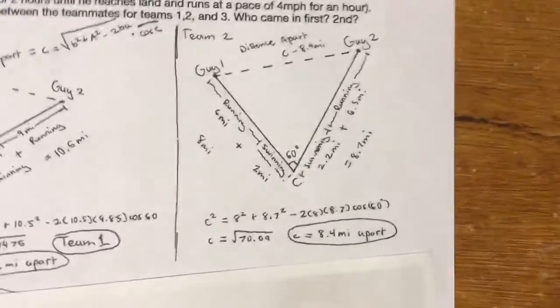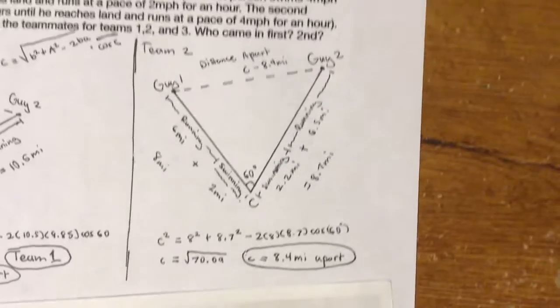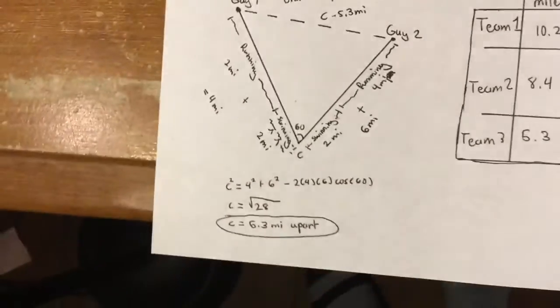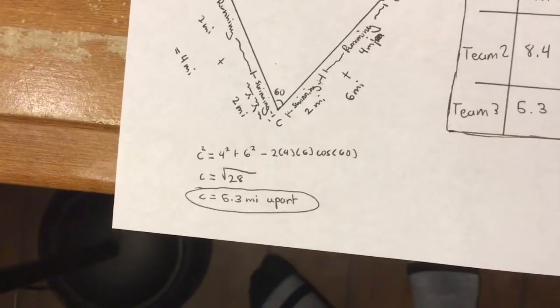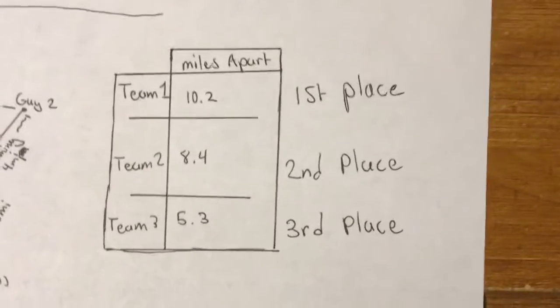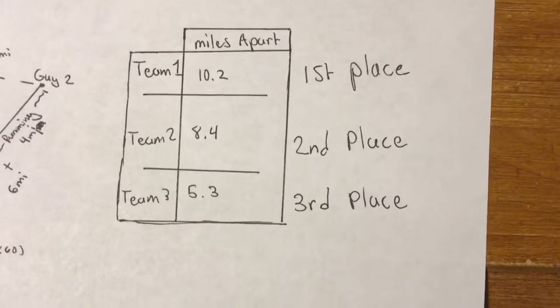Now for team 2, I did the same thing to calculate it. Found 8 miles and 8.7 miles as the two distances that the people went, and then I used the equation to find the miles apart, which was c. I did it for team 3, did the same thing, plugged everything in, and that gave me 5.3 miles apart for team 3. So team 1 came in first with 10.2 miles apart, team 2 came in second with 8.4 miles apart, and team 3 came in third for 5.3 miles apart.